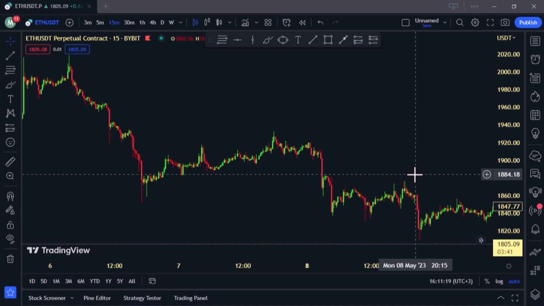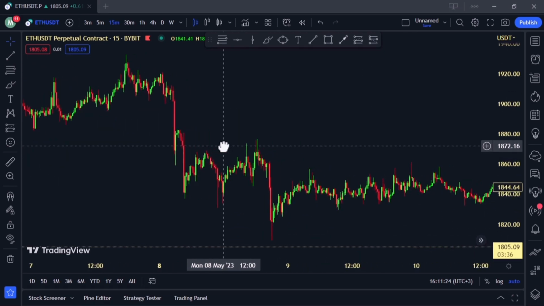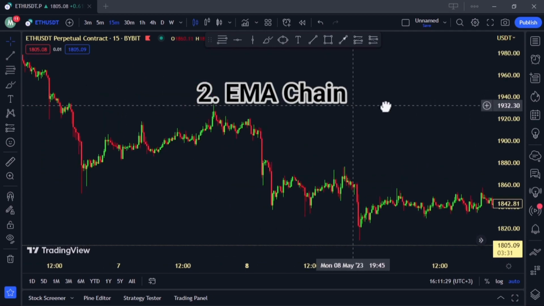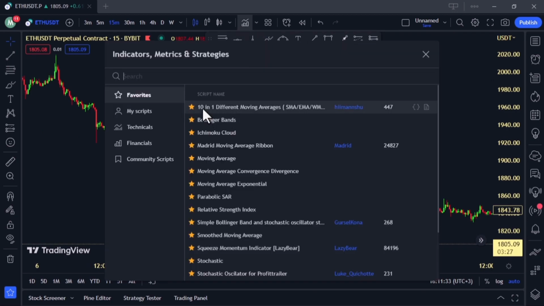Well, the second system or method I want to show you for identifying a trend and finding good entry and exit points is the EMA chain system. To work with it, we need the first indicator, this 10-in-1 different moving average, which I talked about in my previous videos, but I'm going to point it out quickly. Most of us, even me, use the free version of TradingView. I think it's worth buying the pro version, but you won't need more than 3 indicators. More than that, your chart is going to be messy, and we don't want that.